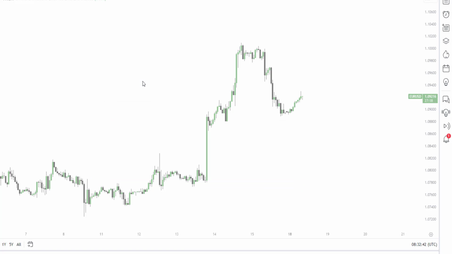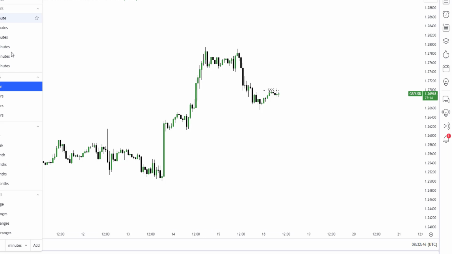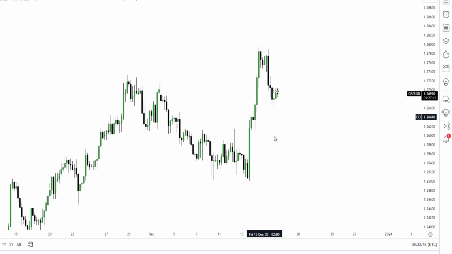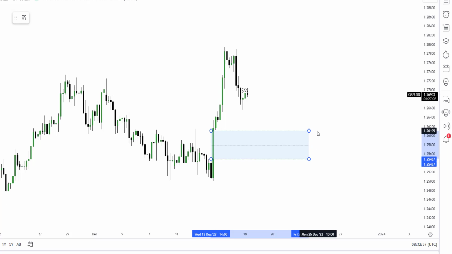GBP USD is doing the same thing. We have a bullish bias for GBP USD on the lower time frame. Even in the 4-hour time frame, I think we are still bullish. You have a shift in market structure, massive movement. Price may eventually end up filling up this massive fair value gap. So you have to watch it out.